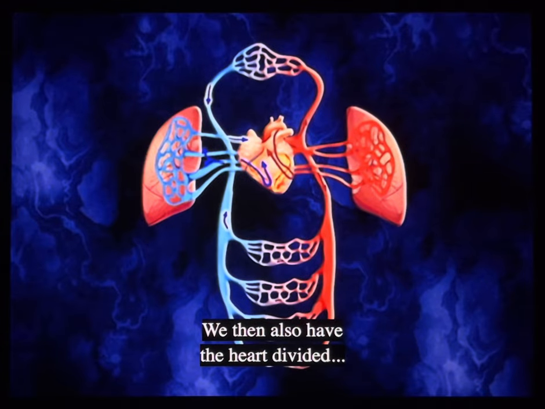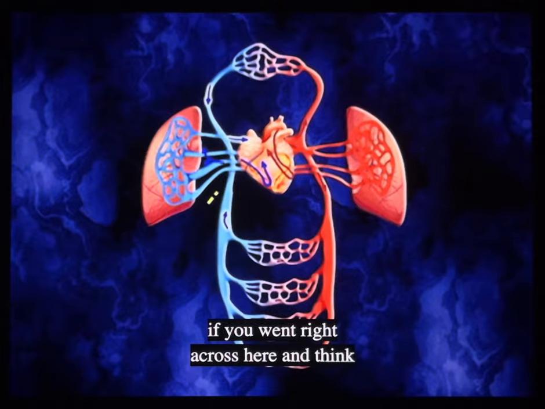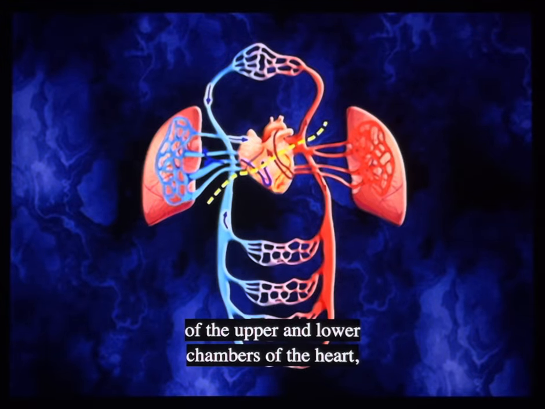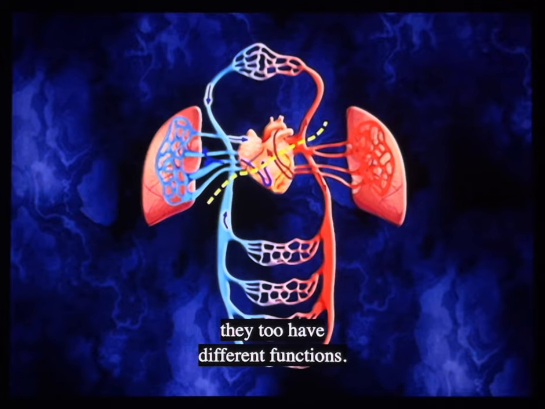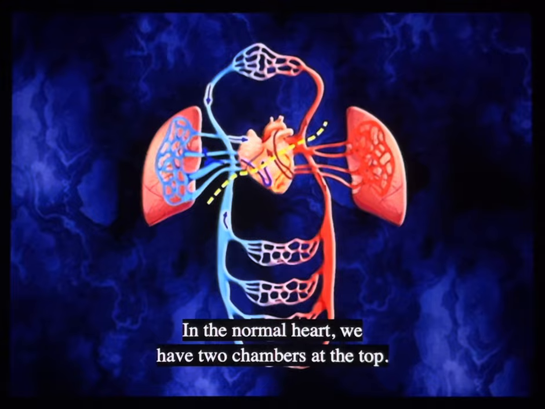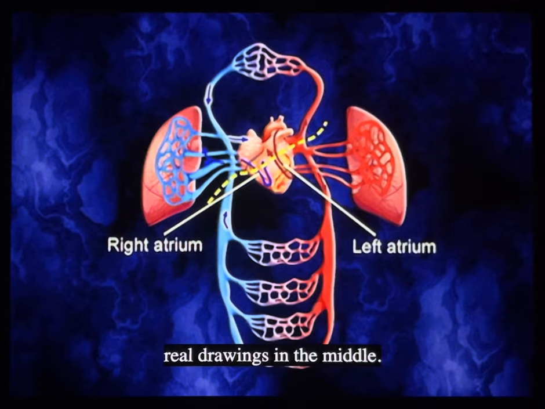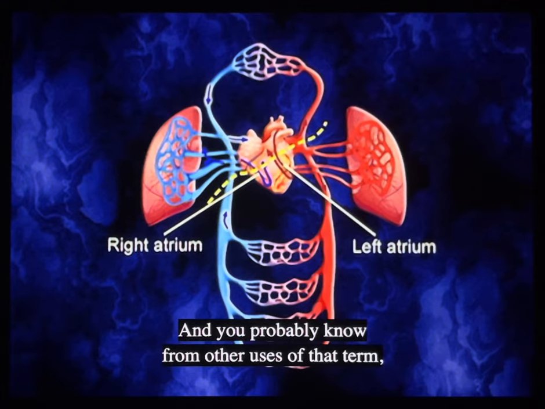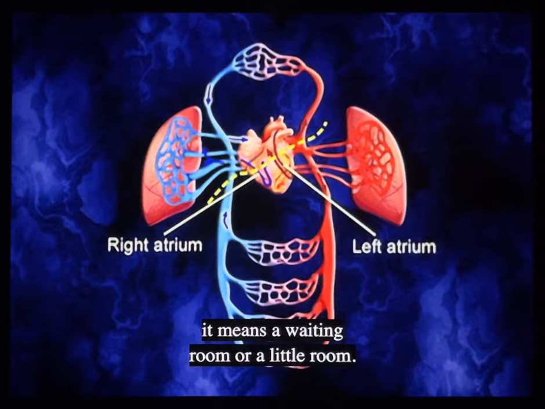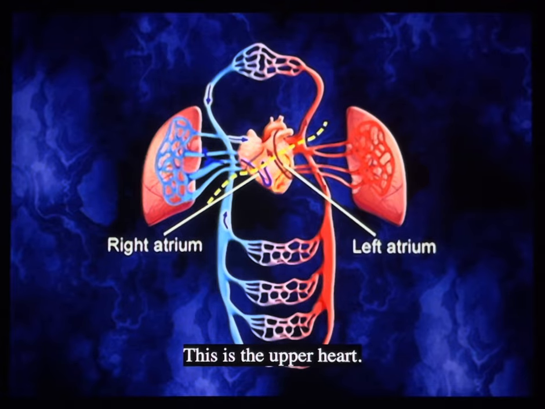We then also have the heart divided, if you went right across here, into the upper and lower chambers of the heart. They too have different functions. In the normal heart, we have 2 chambers at the top. Again, this is schematic, but I'll show you real drawings in a moment. These are called atria. Each one is an atrium, and you probably know from other uses of that term that it means a waiting room or a little room. This is the upper heart.